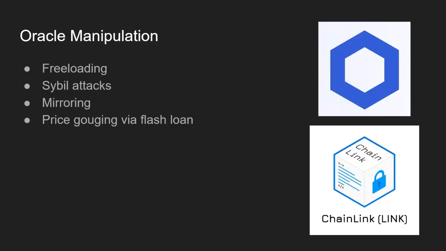Oracle manipulation. Certain decentralized finance applications need off-chain data, and oracles are the bridge between the on-chain code and logic and the off-chain data. But that being said, they're prone to freeloading, Sybil attacks, mirroring, all sorts of interesting issues.